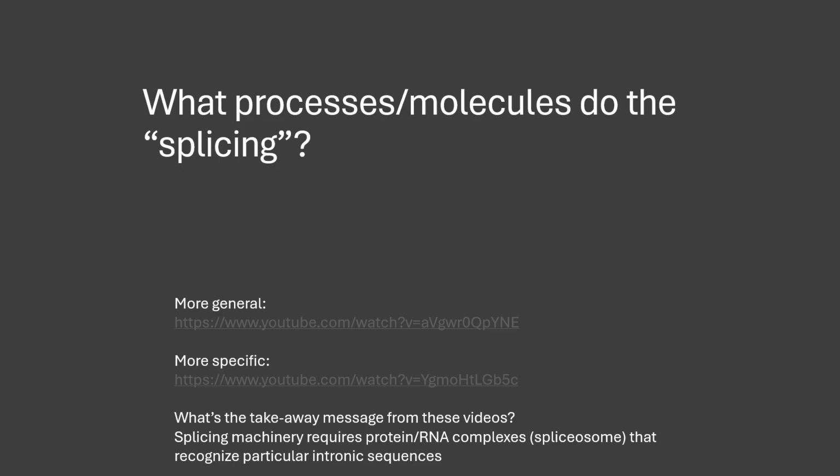The takeaway message from the videos, and I really encourage you to watch them because they give you an idea of what's going on, is that this occurs at a structure called a spliceosome. It's about as big as a ribosome in the nucleus. And this is splicing machinery. It requires a lot of different proteins and RNA complexes, and it works by recognizing particular intron sequences, so sequences of messenger RNA, but in the intronic regions. And so the spliceosome recognizes those, cuts out the introns, and joins the exons together.